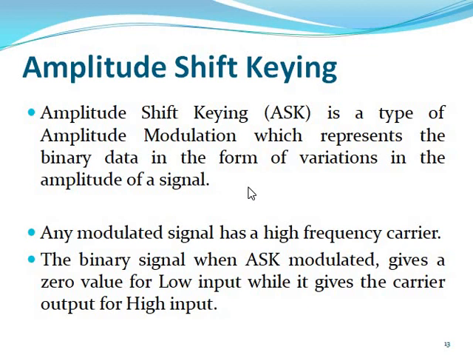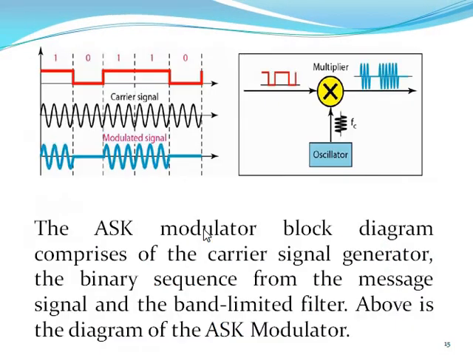So the signal will be represented by binary data. Any modulated signal uses a high frequency carrier. The binary signal, when amplitude shift key modulated, is given the zero value for the low input and the carrier for the higher input. So in this, you will be able to see how the amplitude shift key comes.